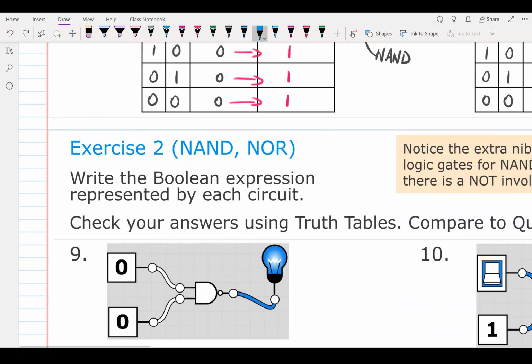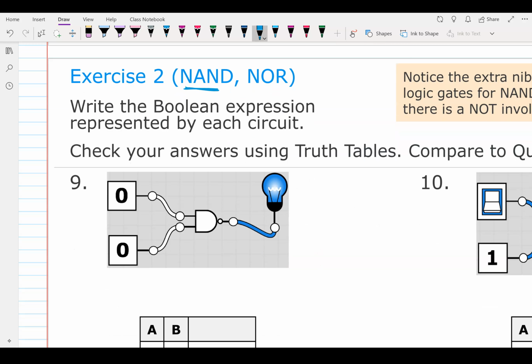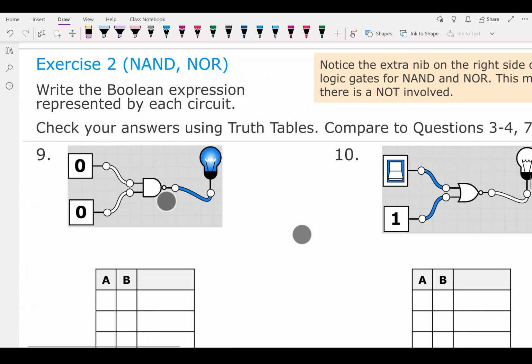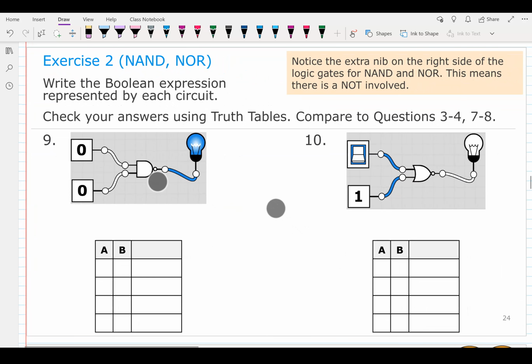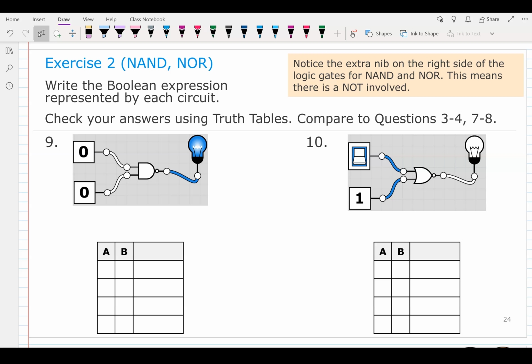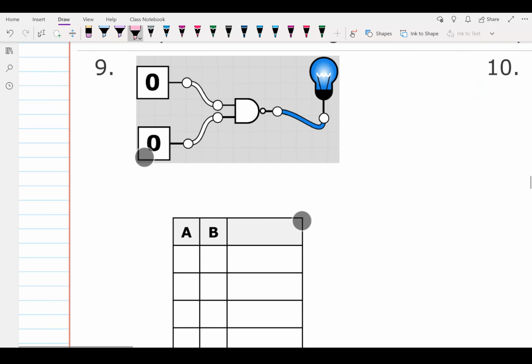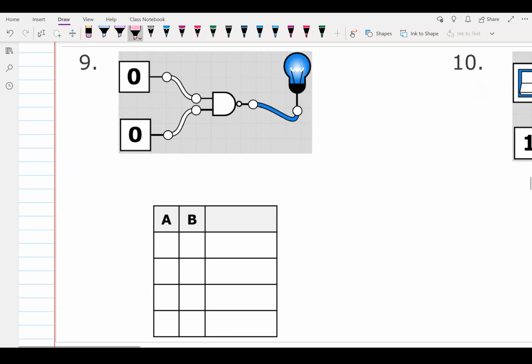Let's see what else we have. We have NAND and NOR. Okay, interesting. I just introduced those. Maybe this is some sort of foreshadowing at play. In the little tip box here, it says, notice the extra nib on the right side of the logic gates for NAND and NOR. This means there's a not involved. Not and, not or. So let's see how she goes. Turns out, we've actually done this question already, just in a different way.